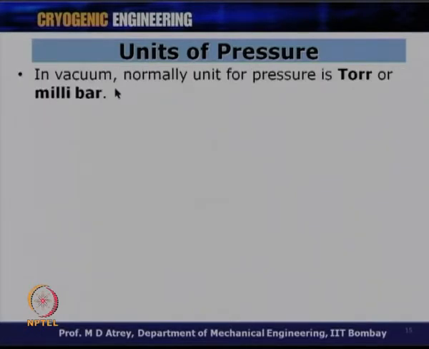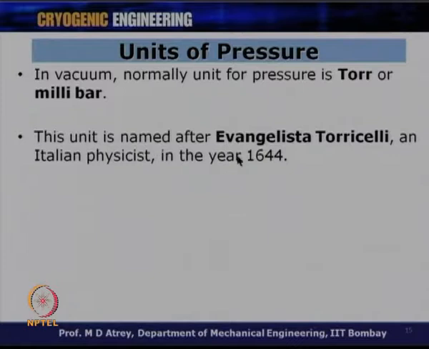Now, in a vacuum, the normal unit of pressure is the torr, T-O-R-R, or sometimes also the millibar. This unit is named after Evangelista Torricelli. You must have heard about Torricelli, an Italian physicist in the year 1644. To honor this scientist, we have a unit of pressure specifically used in vacuum. The vacuum will therefore be called so many torrs, or sometimes millibar.